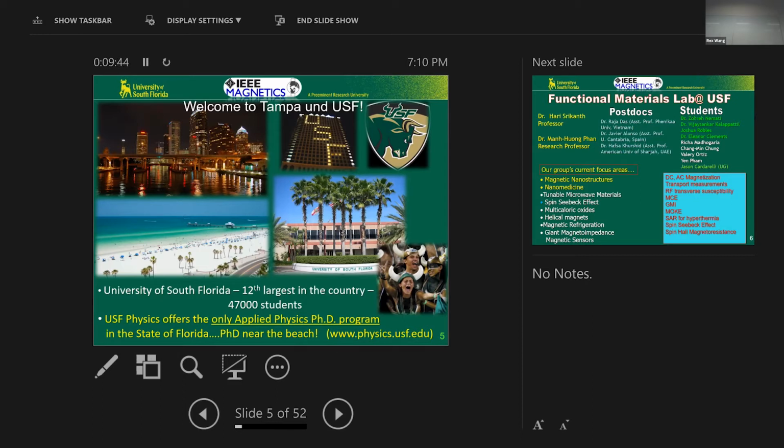I am from the physics department, and it turns out that in my department, we offer a PhD in applied physics. And this is the only one of its kind in the state of Florida. The other big universities don't have an applied physics program. So if you want to live near the world's best beach and get a degree in applied physics, we are the only choice. So we would love to have graduate students from Australia, so please pass the word around.